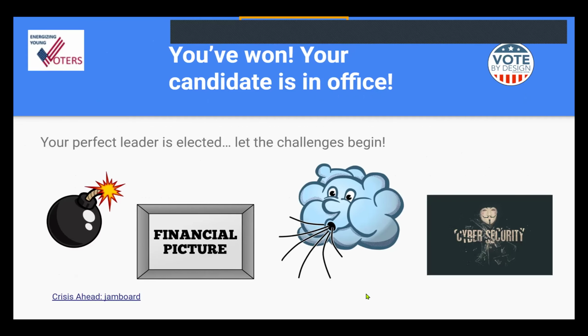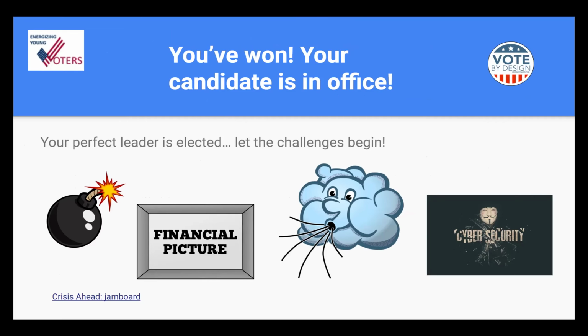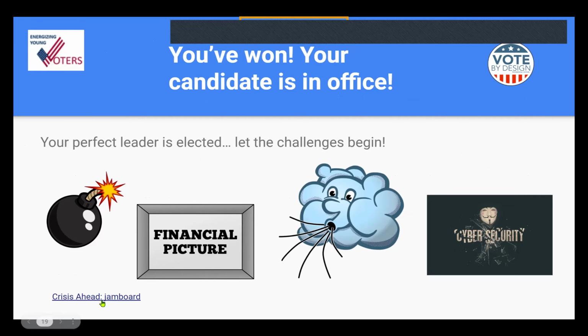right to this slide. So this is the simulation that is really engaging for kids. So we say, okay, you've won, your candidate is in office, and as close to a perfect leader as you have has been elected, but they're going to face some challenges. And so what they need to be able to do is to face those challenges. So you can do one of two things. You can either create a Jamboard, and I'll show you what that one looks like.